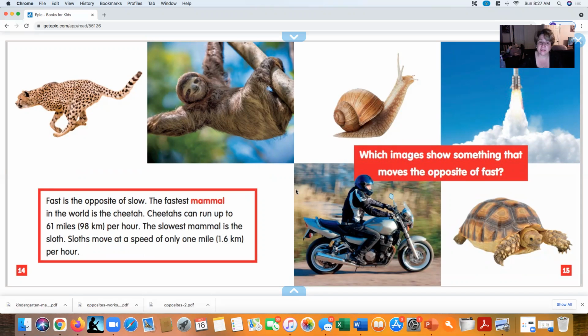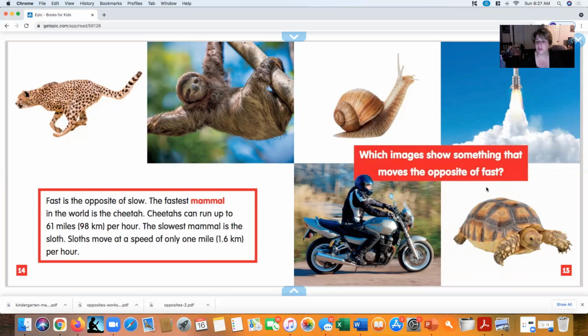Fast is the opposite of slow. The fastest mammal in the world is a cheetah. Look how fast he's running there. Cheetahs can run up to 61 miles per hour. That's super fast. That's almost as fast as the car can go on the highway. The slowest mammal is the sloth. That's this animal here. Sloths move at a speed of only 1 mile per hour. They're really very lazy and slow.